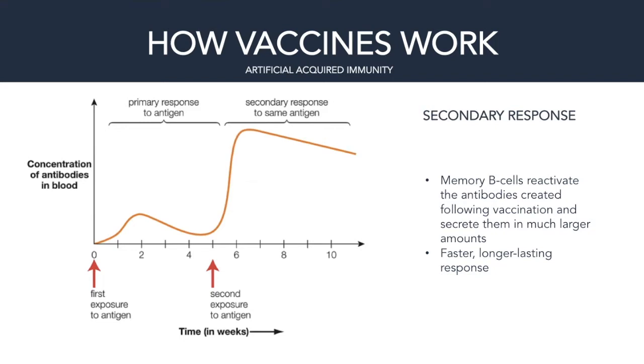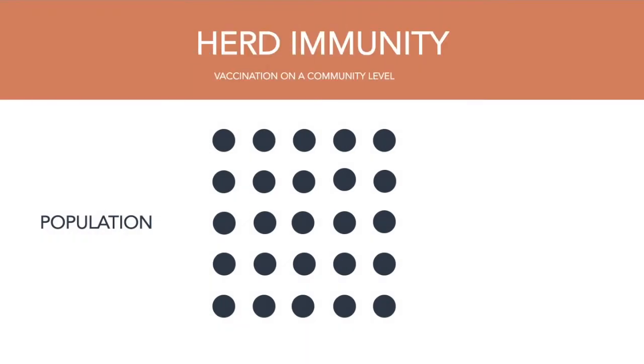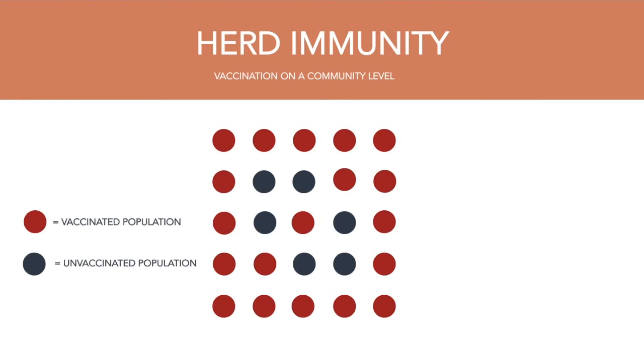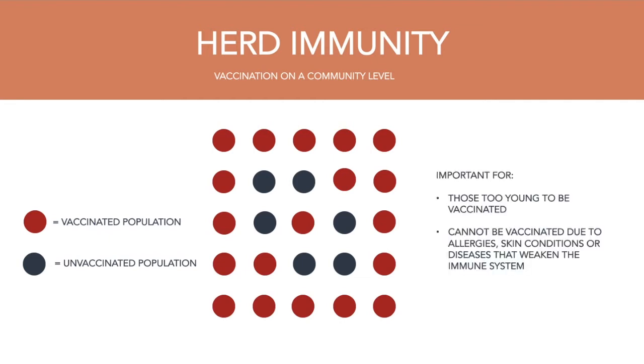Current public vaccination programs help control and prevent spread of disease through the concept of herd immunity. This occurs when a high percentage of the population is protected through vaccination. Therefore, the unvaccinated people have a very low risk of becoming infected because the transmission of the disease has been reduced to a level that is too low to maintain. This is important in protecting those who are too young to be vaccinated or cannot be vaccinated due to allergies and diseases that weaken the immune system, such as HIV.